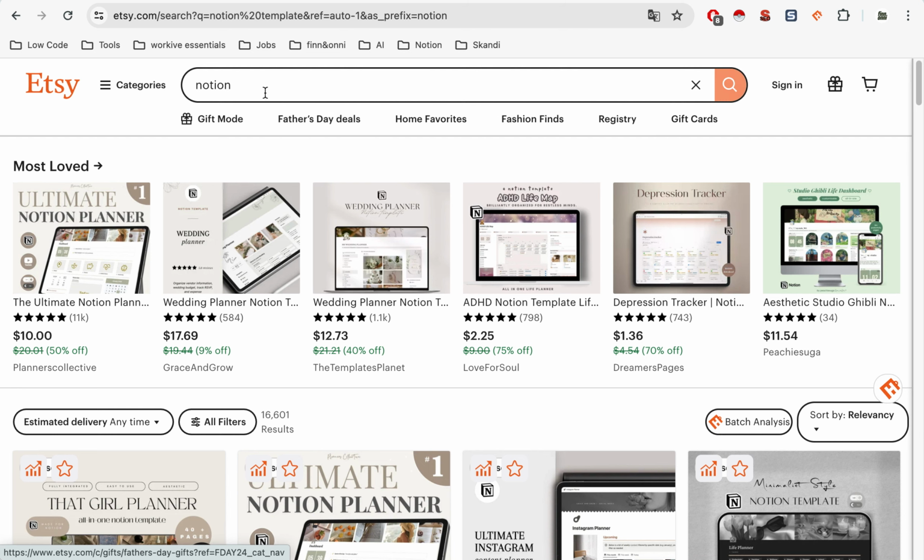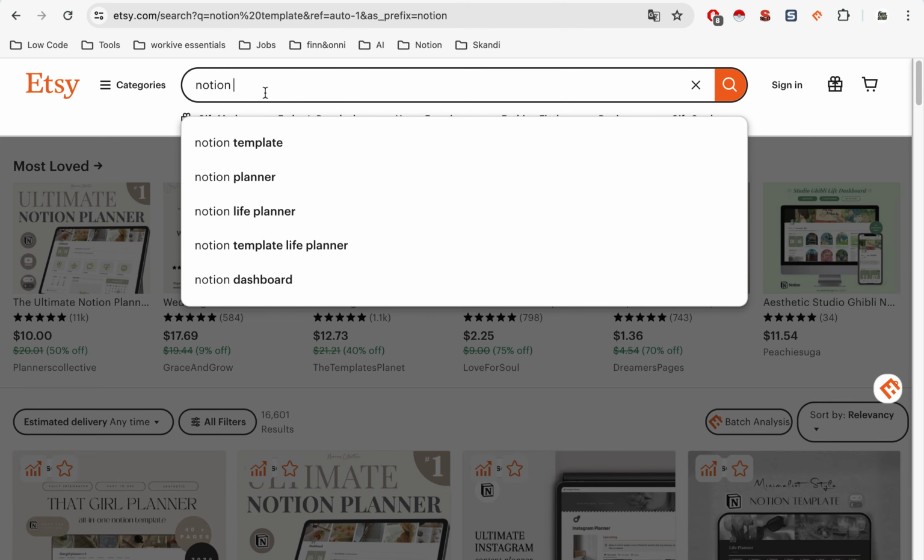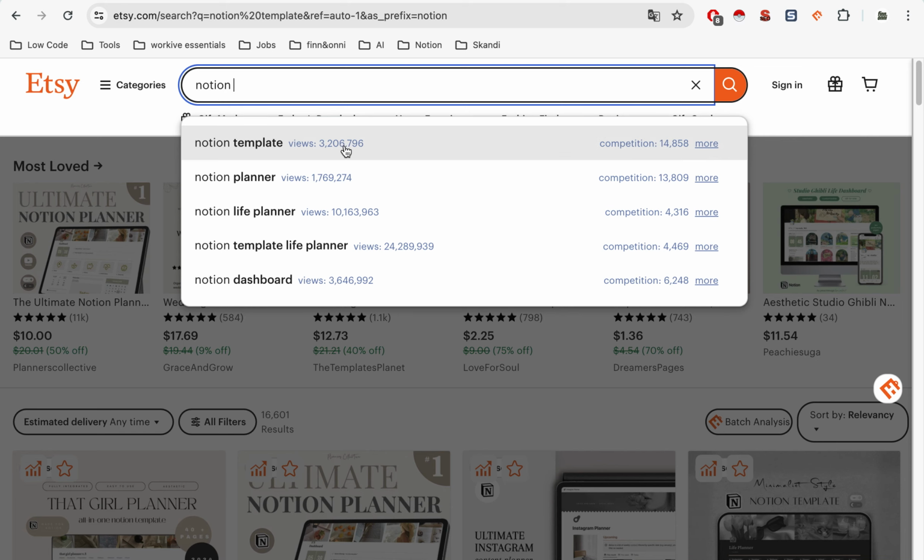And I'm now going to show you how we can gather data from Etsy. So for example, if we enter the search term Notion, as I did here, we can see that the tool generates a comparison of those search terms and how many views they get. For example, you can see Notion template gets around 3 million views, while Notion Life Planner gets 10 million views. So kind of an important one and quite often used one, and if you combine those two, you get even more views. So quite interesting to gather this data.